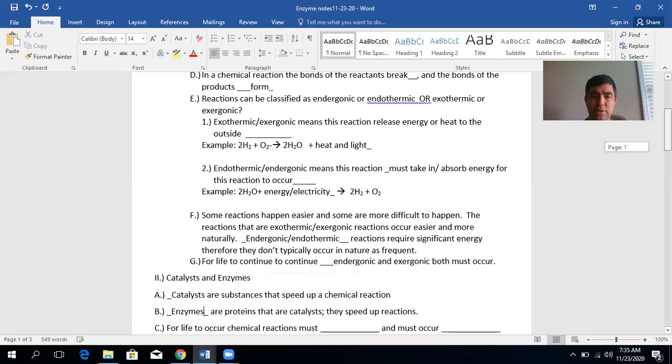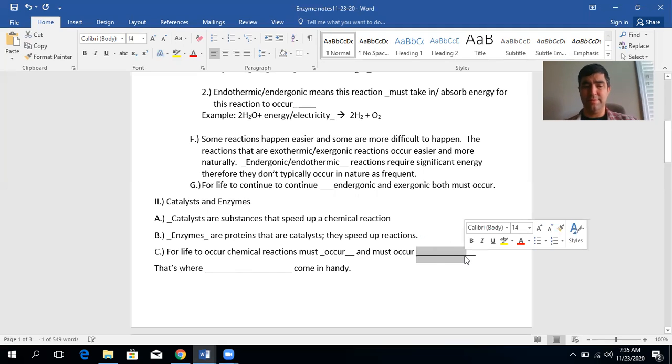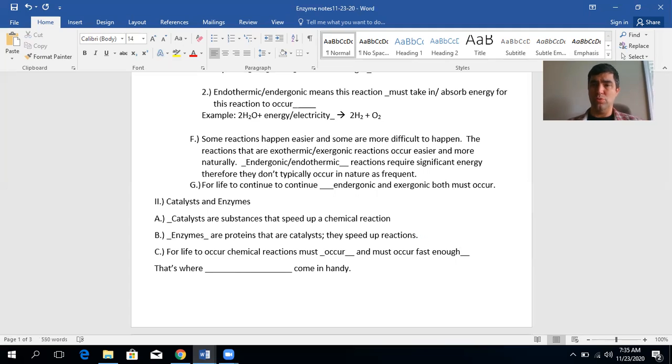In order for life to occur, blank and blank must occur. Chemical reactions must occur. We talked about that just a second ago. You have to have endergonic and exergonic reactions in order for life to occur, but they must occur fast enough. Some reactions are slow, and if you don't have them happen fast enough, life can't even exist. And so this is one of the amazing things about life, that we have these things called proteins that make the reactions happen fast enough. And that's where enzymes come in handy.